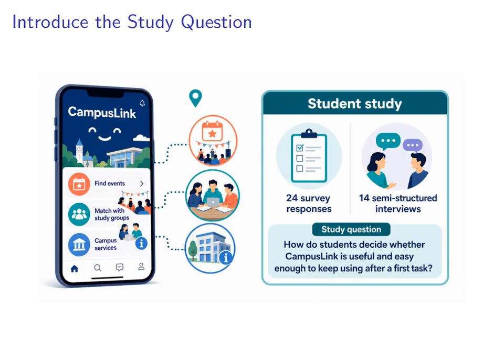Our imaginary shared case is a campus technology called CampusLink. It combines event discovery, study group matching, and basic campus service information in one mobile app. A student research team wants to learn what affects first-time acceptance of CampusLink. Their study question is, how do students decide whether CampusLink is useful and easy enough to keep using after a first task? The team collected 24 survey responses and conducted 14 semi-structured interviews. We will use this case for the rest of the lesson.